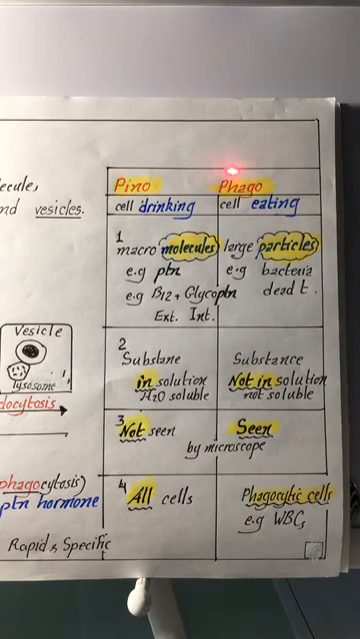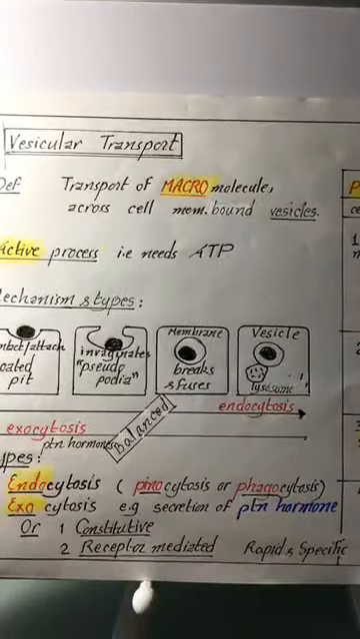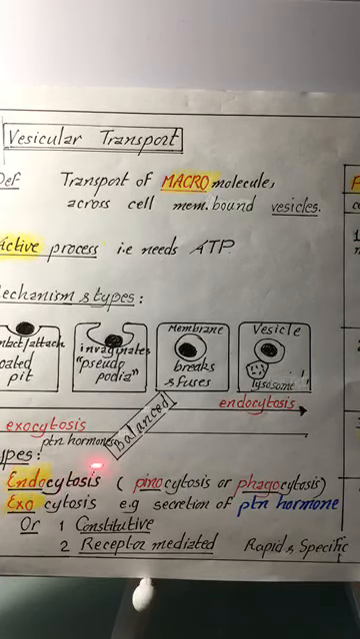The difference between pino and phagocytosis. Molecules, not seen, so in solution, all cells take molecules like proteins. Here, particles, large particles, the difference between molecule and particles, like bacteria and dead tissue, seen, not in solution, not soluble, only phagocytic cells. So types, we have endocytosis, to get the substance inside the cell, or exocytosis. Endocytosis already divided into pinocytosis and phagocytosis with the 4 differences.